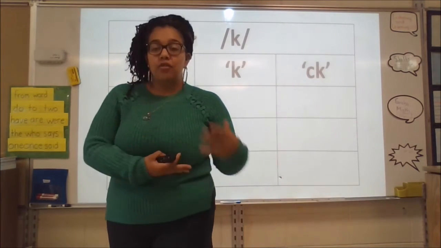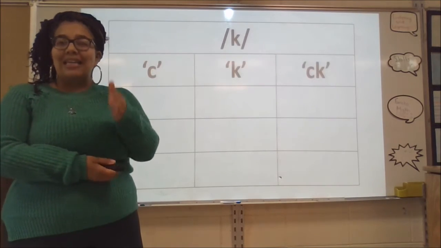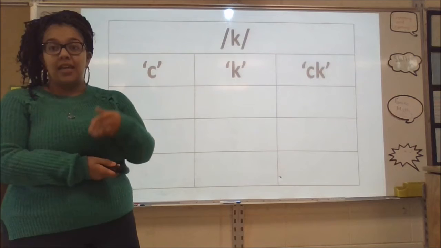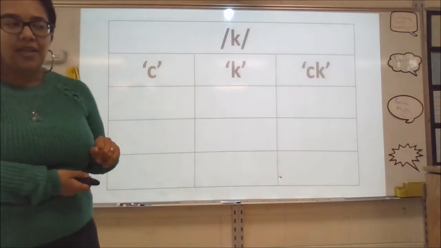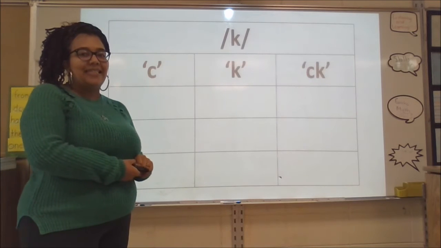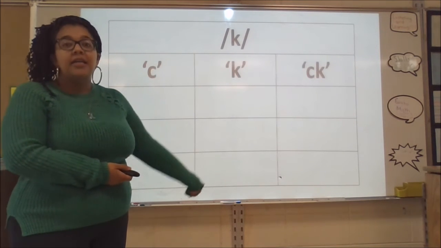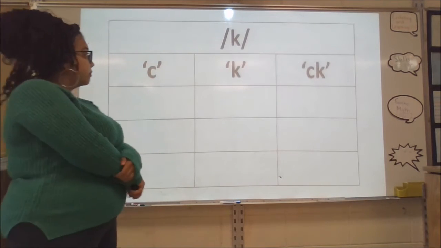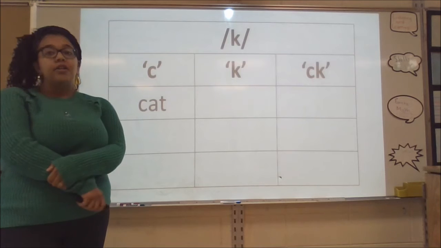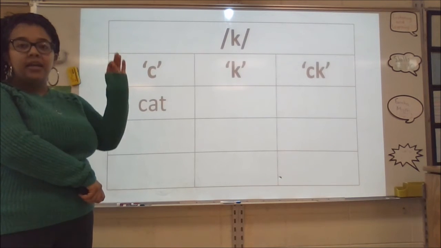So I'm going to tell you some words, and you're going to think which spelling for the K sound we should use. My first word, start easy, cat. Cat. Which K spelling do we use in the word cat? We use the letter C to spell the K sound in cat.